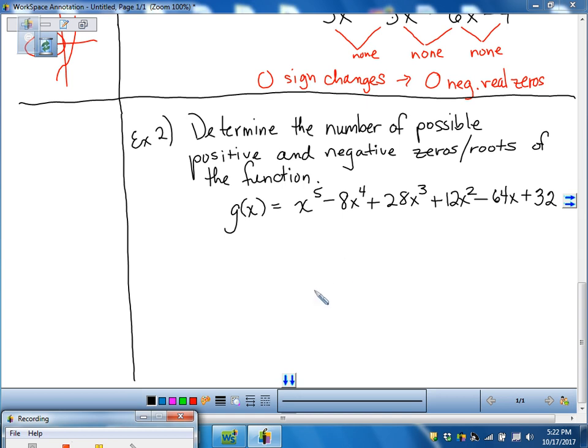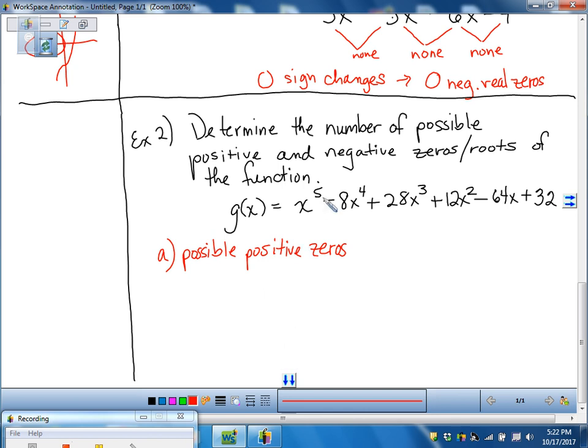Okay, we're back with example 2. Let's determine the number of possible positive and negative zeros or roots of the following function. We've got g of x is equal to x to the 5th minus 8x to the 4th plus 28x cubed plus 12x squared minus 64x plus 32. So we're going to start out figuring out our possible positive zeros. How many do we possibly have?